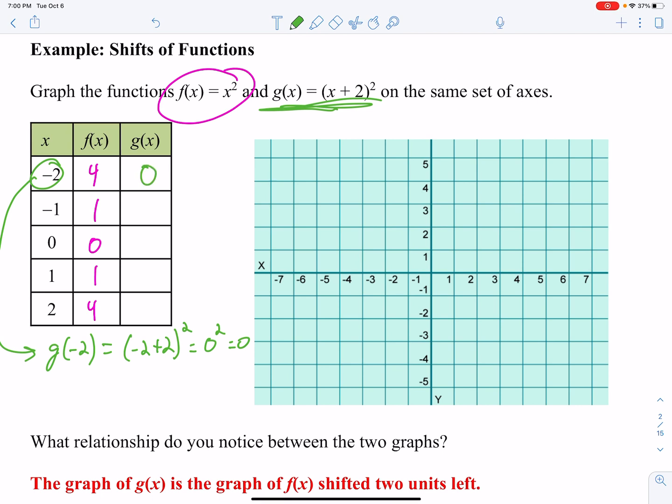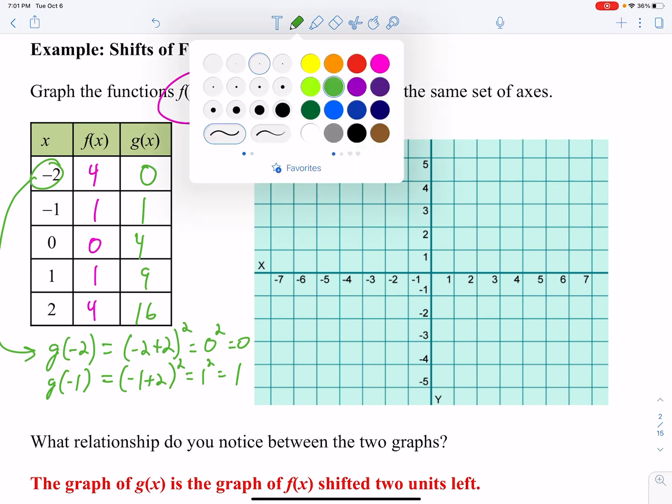And we'll keep doing this, right? So let's do one more just for practice. So we'll plug in a -1 now, g of -1, so it's -1 plus 2, quantity squared. So inside the parentheses, that's a 1 squared, which is 1. Okay, and we keep repeating that process. Plug in a 0, do the parentheses first, then square, we get 4, and we keep doing that. We should get 9 and 16. Now I know these numbers go off the graph. That's okay. It's just to illustrate what happens here.